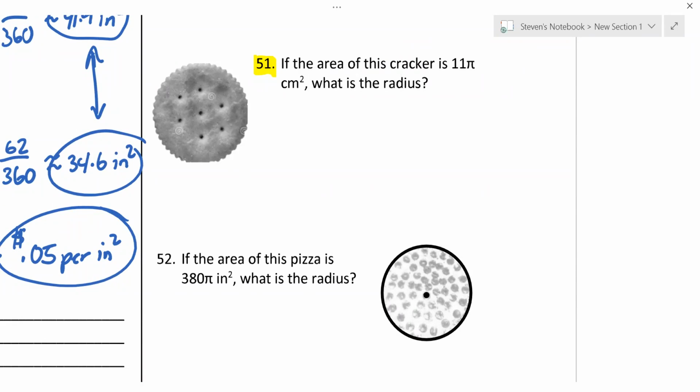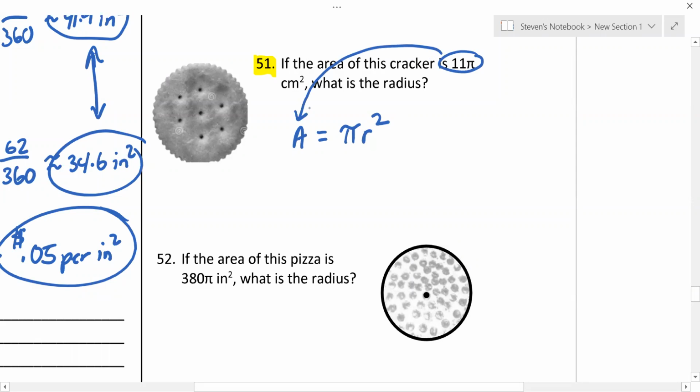If the area of this cracker is 11 pi, what's the radius? Okay, so area of a circle is pi times radius squared. It says the area is 11 pi, so I plug that in for area. 11 pi equals pi times radius squared. Question is, what's the radius? So I'm just going to solve for the radius. I'm going to divide by pi on both sides, so you can see that pi cancels on both sides.